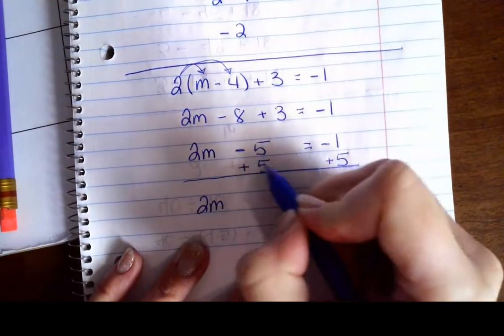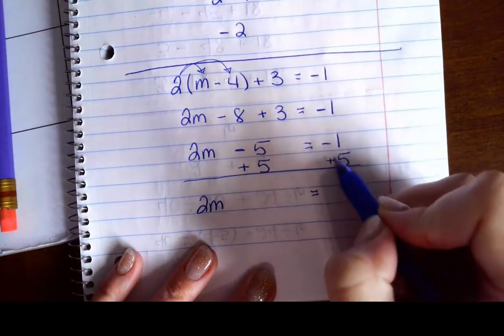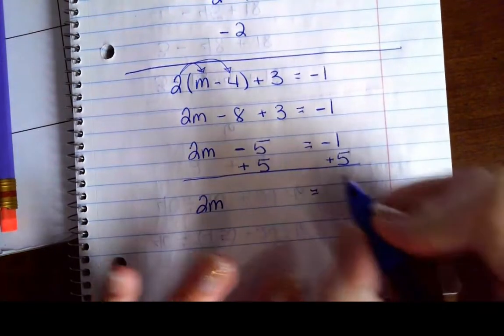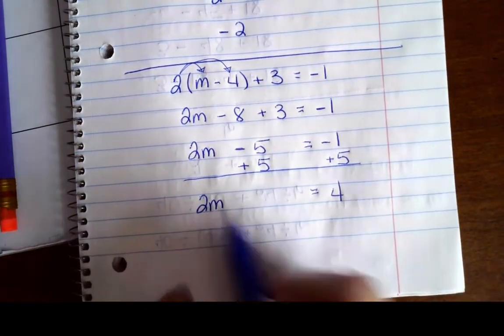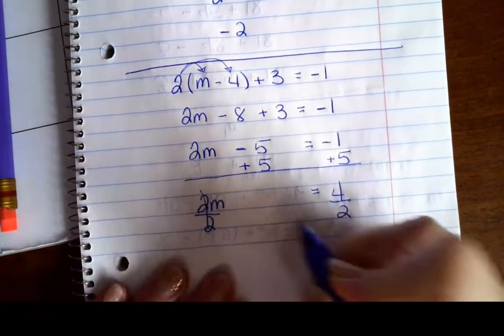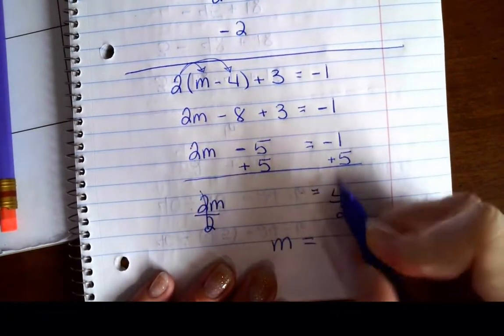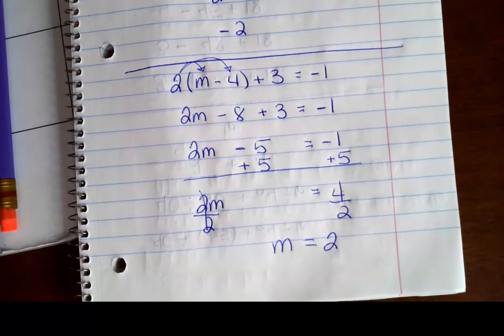So -5 plus 5 is 0. That's why we did that. So now I've got a -1 plus 5, or a 5 minus 1 is 4. And now this says 2 times m. So I'm going to divide both sides by 2. Any number divided by itself is 1. And 4 divided by 2 is 2. So my solution on this example is 2.